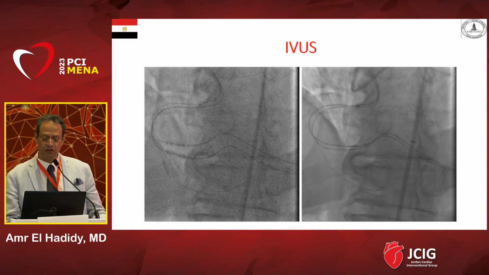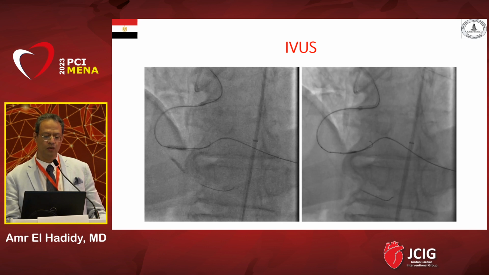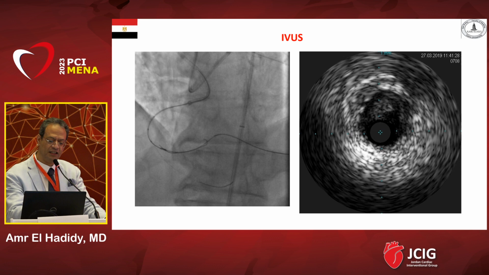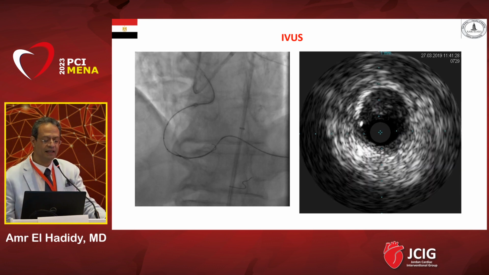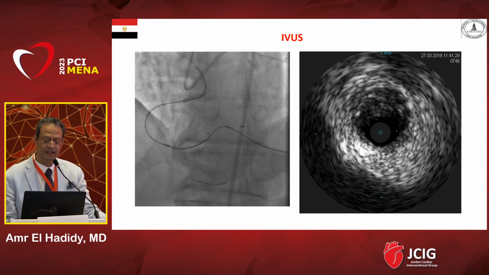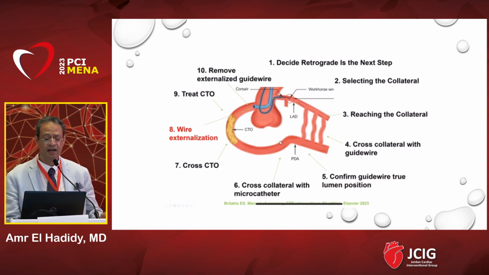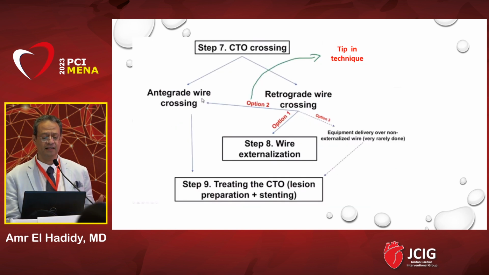In this case, we use IVUS trying to see where the retrograde wire is. We see that this white spot at 9 o'clock is the retrograde wire in the subintimal space, and then we try to see how to externalize our wire. There are a lot of ways to externalize, but the point is sometimes you can easily go with true to true, but sometimes in retrograde wire crossing, you need to look.